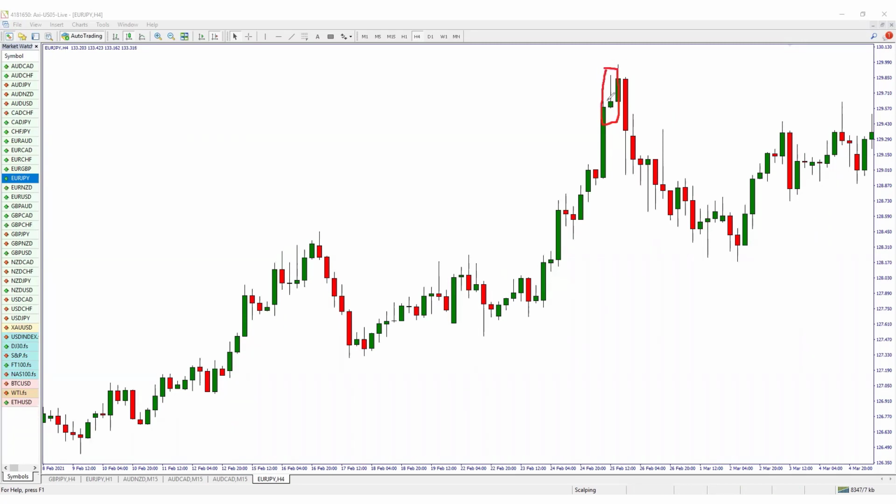So, a small body with a big long wick, and you tend to find there's usually a very, very tiny wick to the downside on them. So those are the main candlestick patterns.